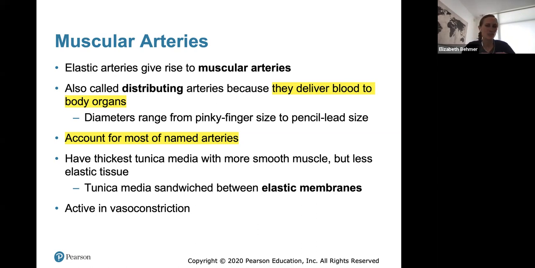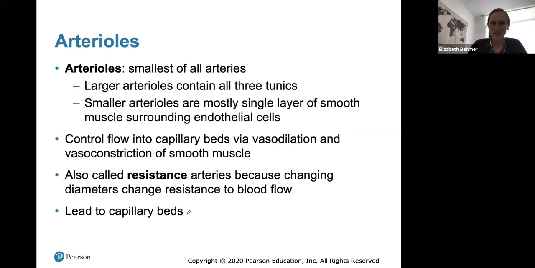And again, most of your named arteries that you learned in anatomy are muscular arteries. They have the thickest tunica media with most of the smooth muscle, but less elastic tissue. So these are the ones that are active in vasoconstriction, so under sympathetic nervous system control. And then arterioles are the smallest.